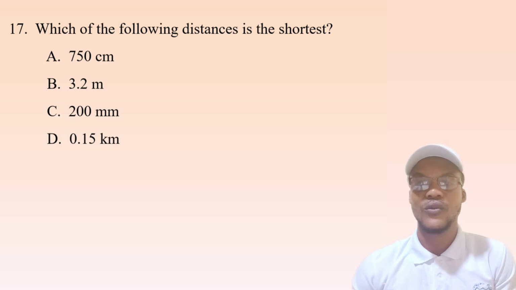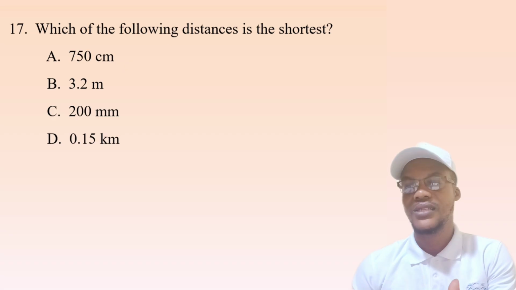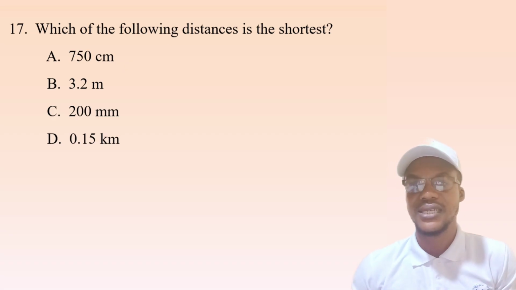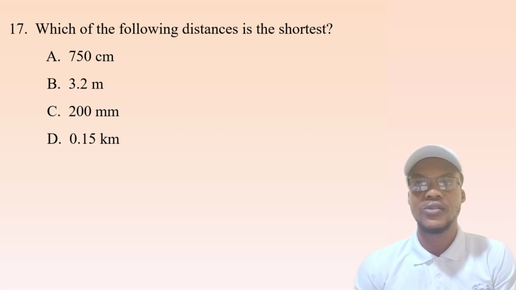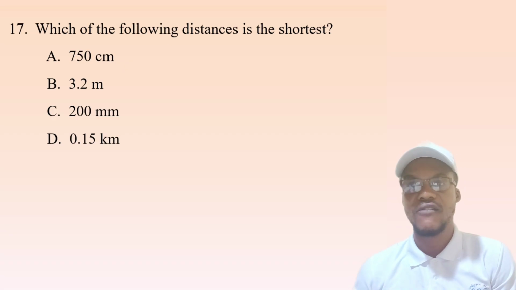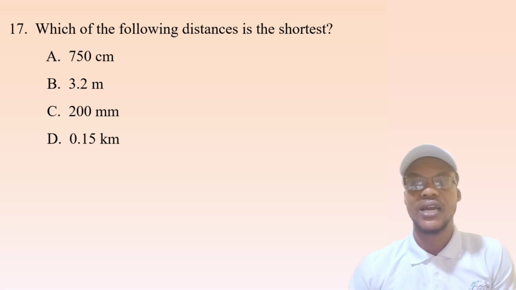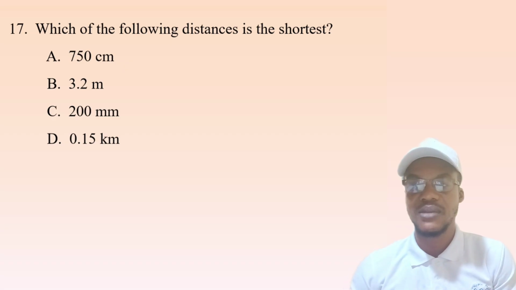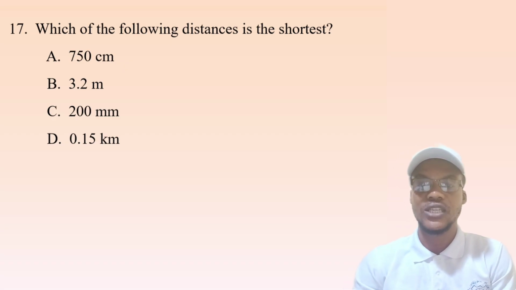So if that's the case, then once we know the measurements, we can quickly solve this example here. Which one is the shortest? Then let's try and convert them. We can choose one of the measurements and convert all of them to it. In this case, I want us to choose the smallest.